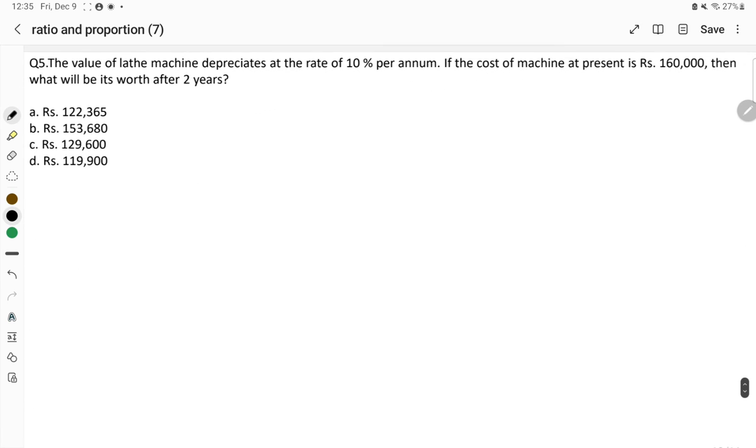Moving on to the next question. What is given now? The value of a lathe machine depreciates at the rate of 10% per annum. If the cost of the machine at present is rupees 1,60,000, then what will be the worth after 2 years?